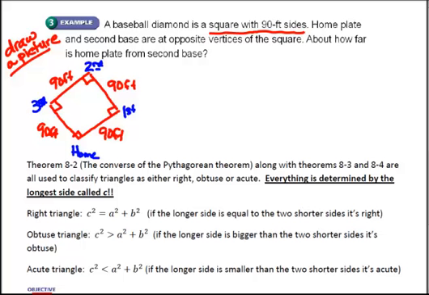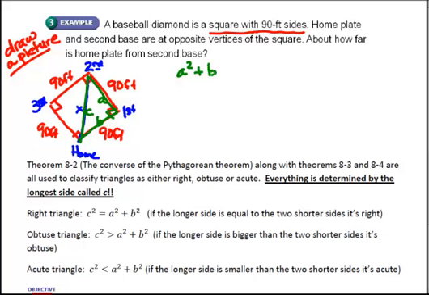Home plate and second base are opposite vertices of the square. How far is home plate from second base? I'm going to draw a line from home plate to second base. I want to know how far that distance is. So, folks, we are actually going to use half of the square because it forms a right triangle that I can use. Here's my right angle. This is my letter C. I'm going to make this A and make this B.